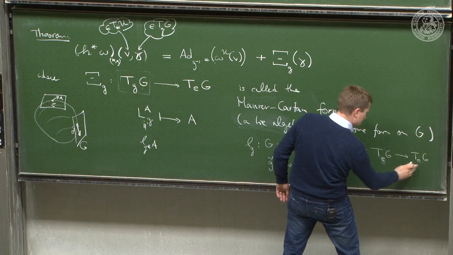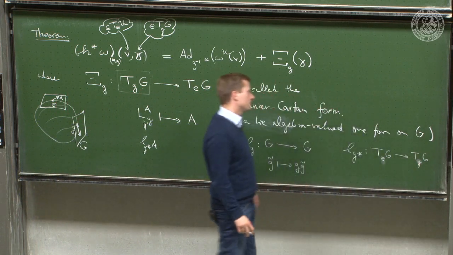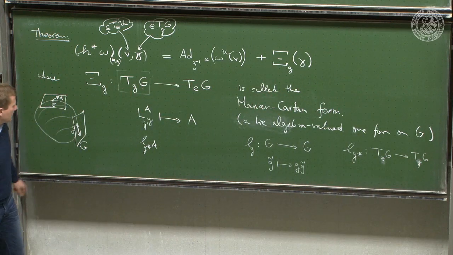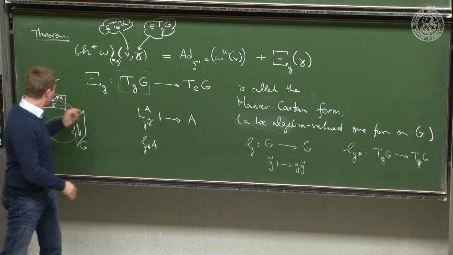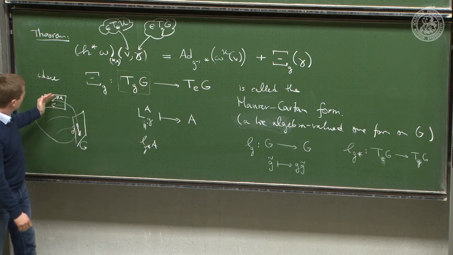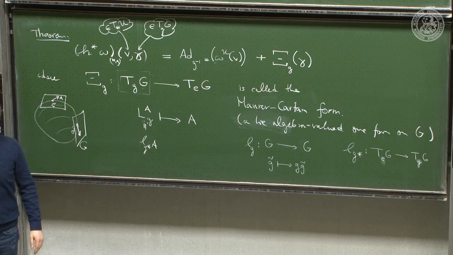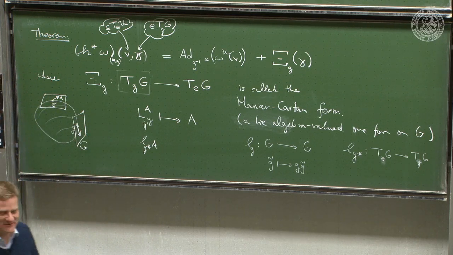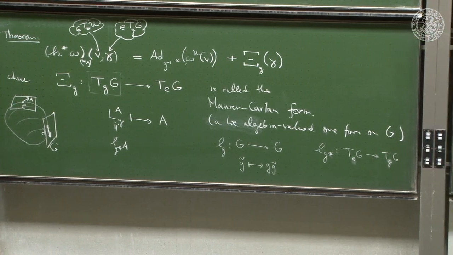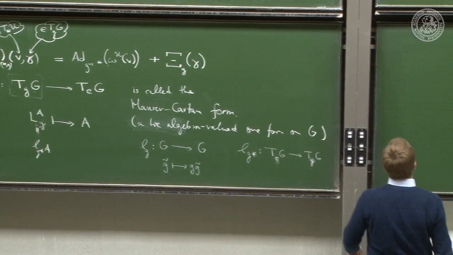For instance, from TEG to TGG. That's the push forward, and that's pushing forward this A along the left multiplication on the group. I think we defined this a long time ago. Okay, good.